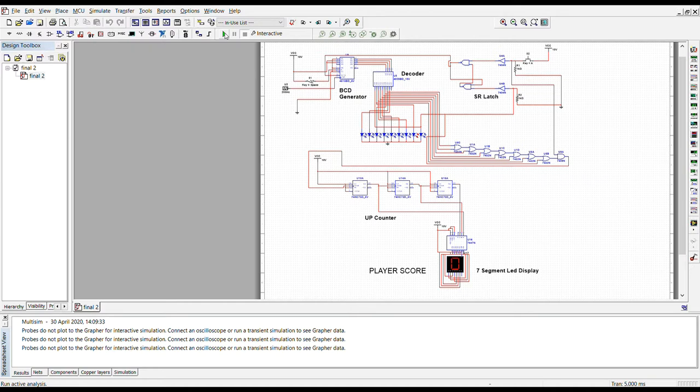The circuit basically consists of two parts. The upper one is the game zone. The lower one is the scoring circuit.